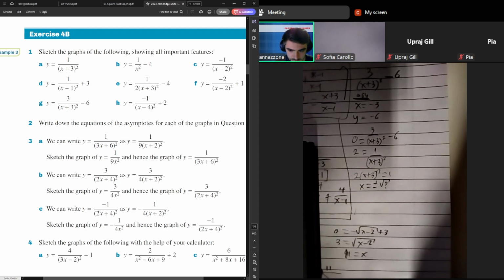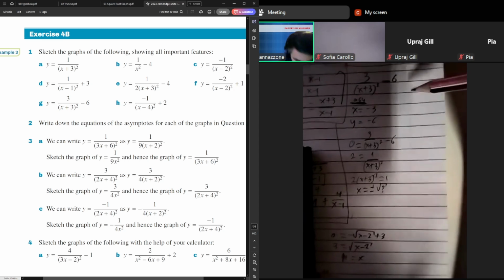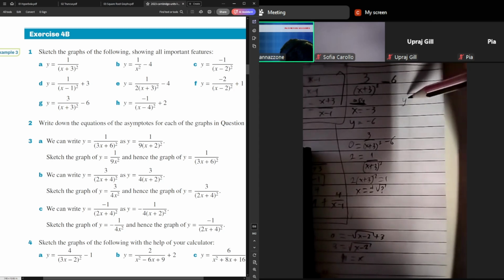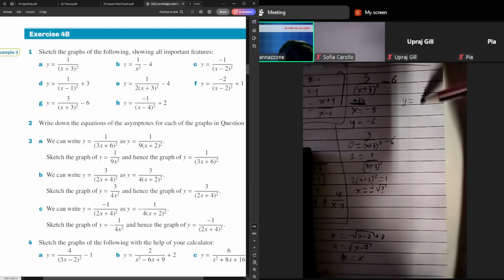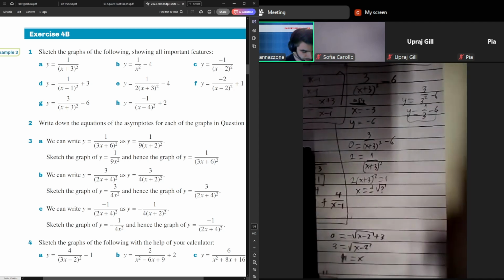Y-intercepts, we let x equal 0. And so let's do this up here. y equals 3 over 3 squared minus 6. 3 squared is 9. 3 over 9 is a third. A third minus 6. And then whatever. That's the y-intercept.